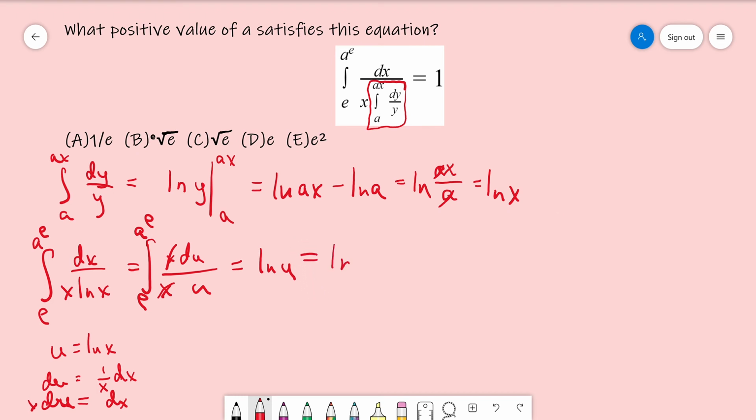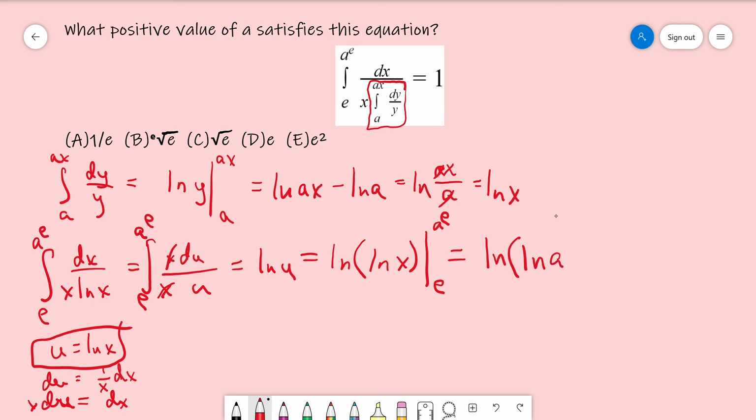Log of u is actually the log of, what is u? Remember, u is equal to log of x. So log of x, and we're going to evaluate this from x equals e to x equals a to the e. That gives us natural log of the natural log of a to the e minus natural log of e. Well, what's the natural log of e? That's just 1. And what's the natural log of 1? That's just 0. So we're left with natural log of a to the e.